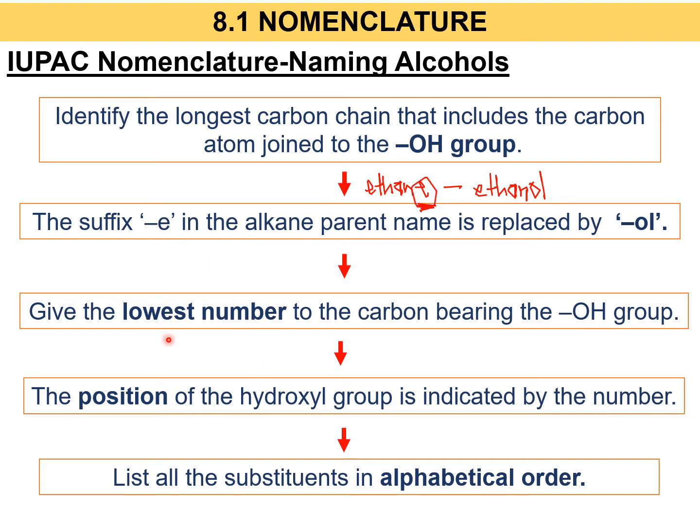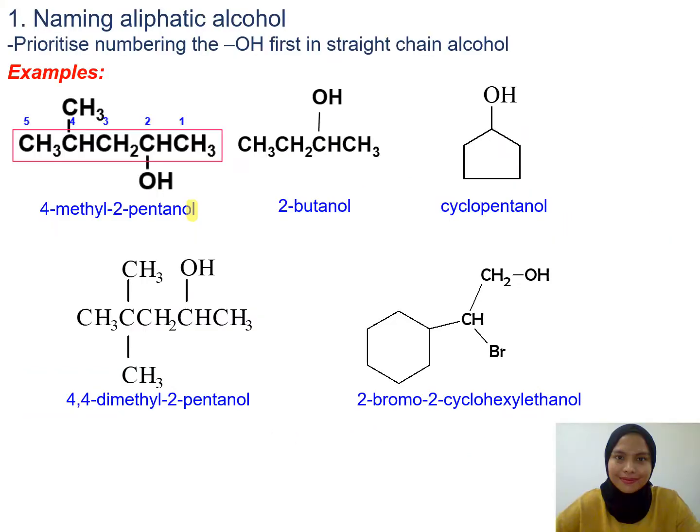And next, you need to give the lowest number to the carbon that has the OH group. You need to position the hydroxyl group and indicate it by the number. And you need to list all of the substituents in alphabetical order.